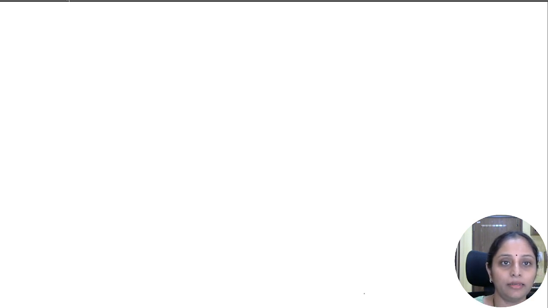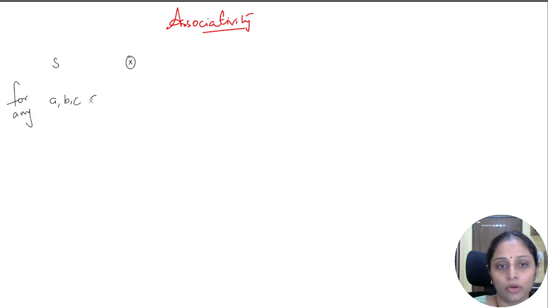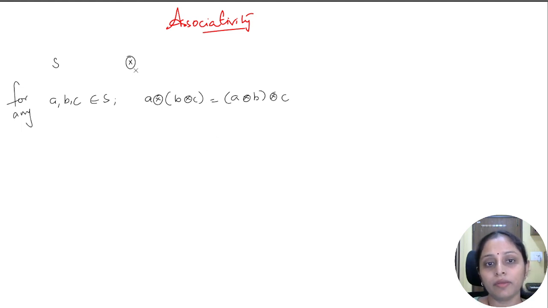As we have done in the earlier properties, I am going to look at a set S and a mathematical operation. So given any set S and a mathematical operation, for any A, B, C belonging to the set, whenever (A operation B) operation C is equal to A operation (B operation C), we say that the given mathematical operation is associative for the given set.